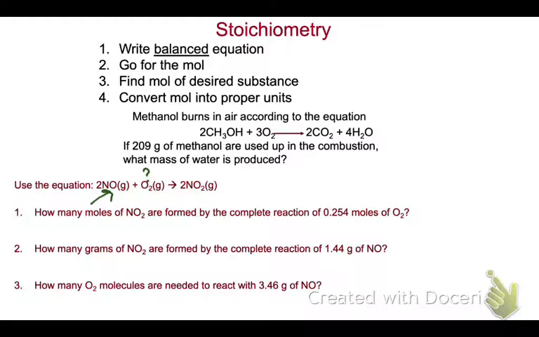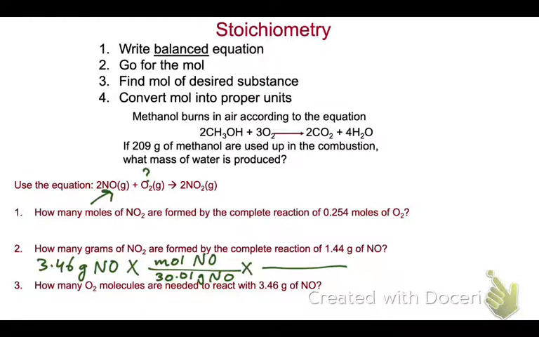So what we have here is 3.46 grams of nitrogen monoxide. I go to the mole. 1 mole of nitrogen monoxide has a molar mass of 30.01 grams of nitrogen monoxide. Now I go mole to mole ratio with oxygen. I know there is 1 mole of oxygen reacting for every 2 moles of nitrogen monoxide.